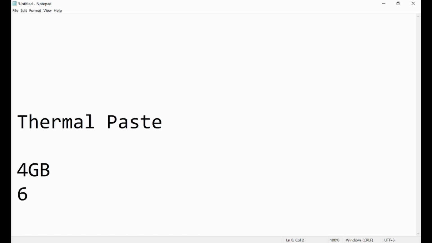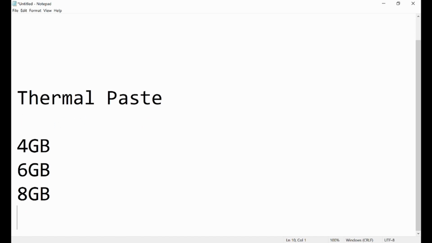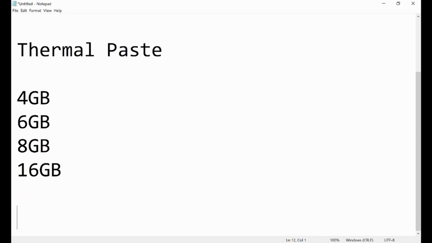If you want to upgrade your RAM, you can upgrade it to 6 GB or 8 GB or 16 GB for your PC. If you have a PC, you can upgrade your RAM from 4 GB to 6 GB to 8 GB or 16 GB.